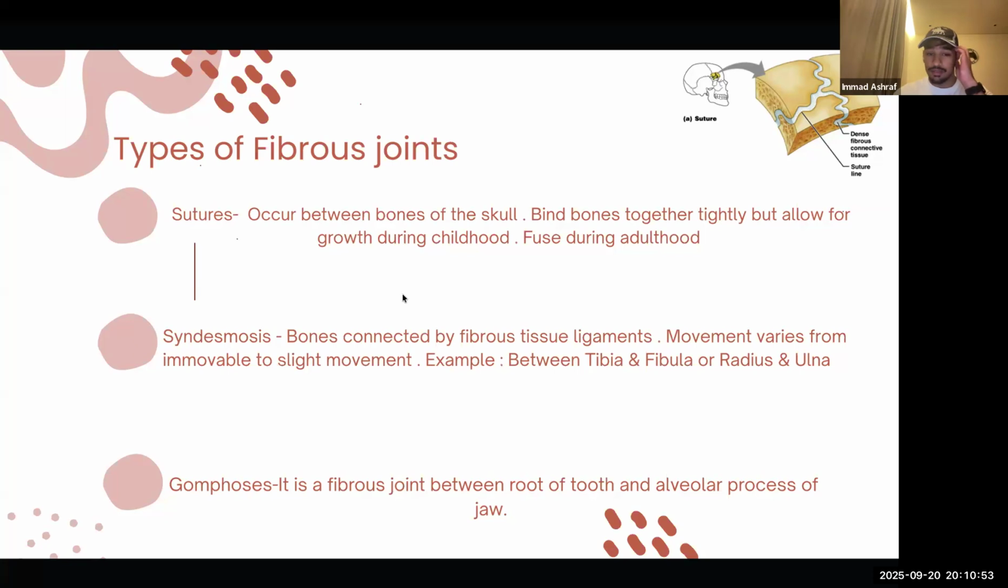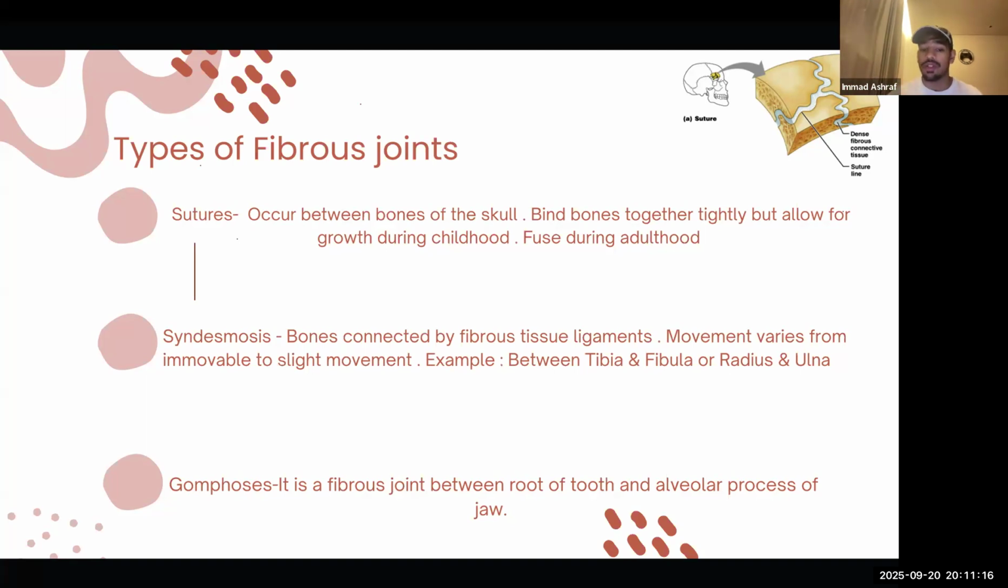Then you have syndesmosis. These are bones connected by fibrous tissue ligaments. And the movement varies from immovable to slight movement. So for example, between the tibia and the fibula, which are the bones of your leg, or the radius and the ulna, the bones of your arm, they have a syndesmosis. And I'll show you a picture of this.